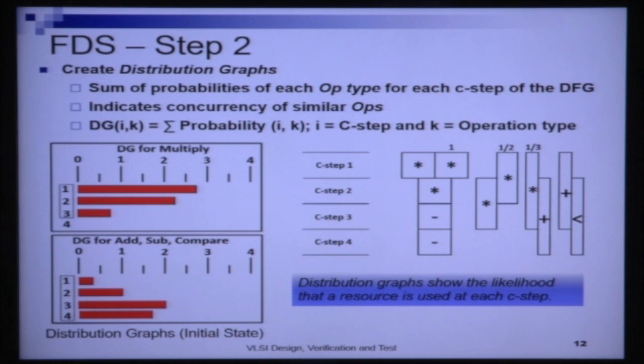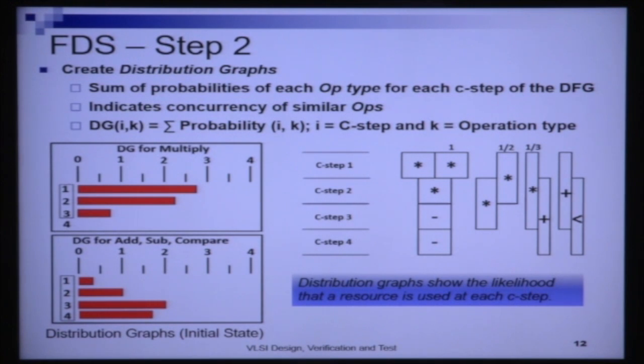So, then we said that after we have calculated the time steps of the operations, the next work is to create distribution graphs. What is a distribution graph? The distribution graph is the sum of the probabilities of each operation type for each control step in the data flow graph. So, it indicates the concurrency of similar operations.